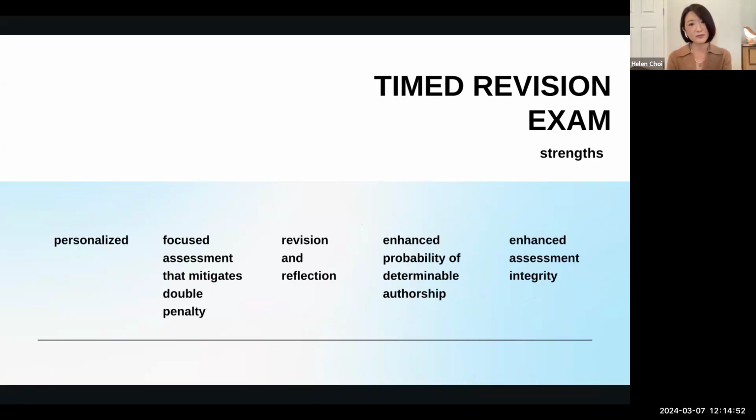I do think it's more focused, so I'm not looking at the overall paper. So I believe that it might mitigate that double penalty for students who are coming in less prepared for writing. It has a revision and reflection element. And because it's an exam setting, I'll be using a lockdown browser. There's an enhanced probability that I know who wrote the submission. And because I'll be grading this final exam with the rubrics that I use in my course, I feel like there's enhanced assessment integrity on my part.